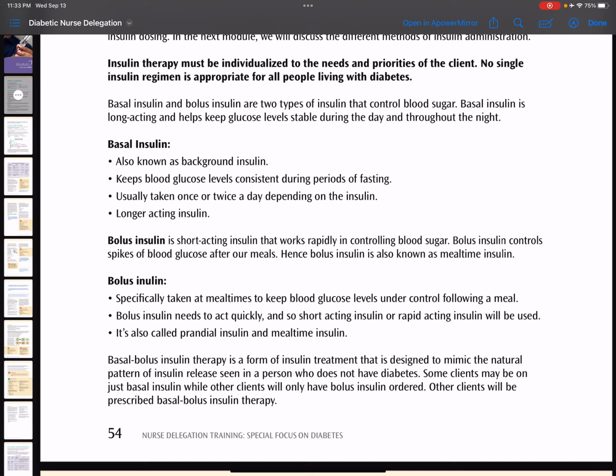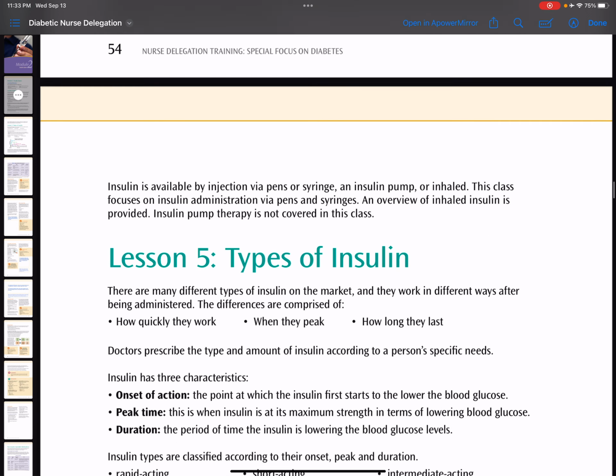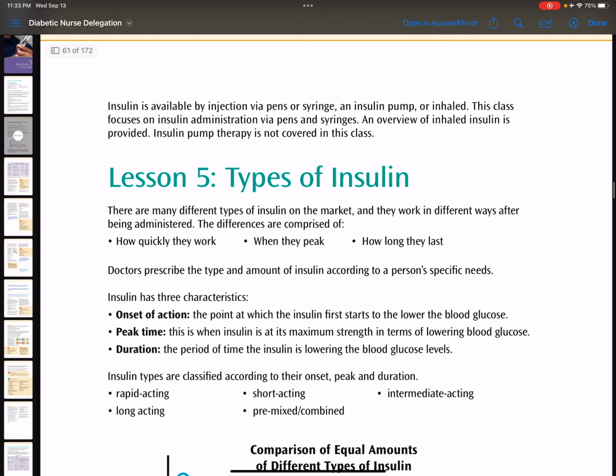This lesson 4 is very short. It just talks about very basic insulin basics. It's only one page in the book. Lesson 5 talks about types of insulin. There are many different types of insulin on the market, and they work in different ways after being administered. The differences are in how quickly they work, when they peak, and how long they last.